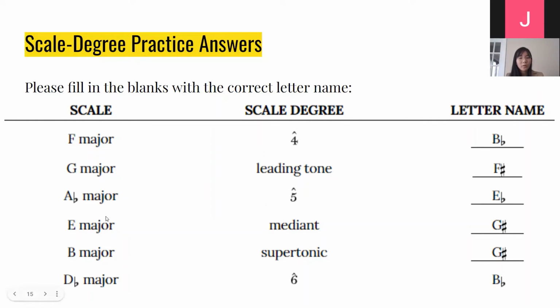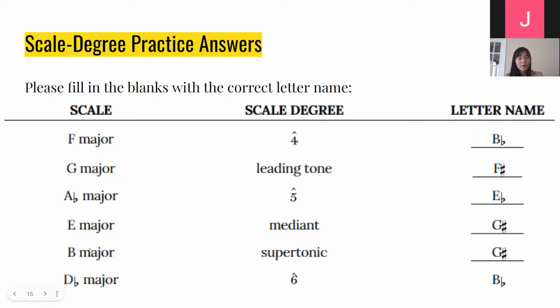E major has 4 sharps, and you would know that by taking E and going down by a half step, which would give you D sharp, and the order is F, C, G, D. So you would know it's 4 sharps. The mediant is the 3rd scale degree, so E, F, G, so it would be G sharp.